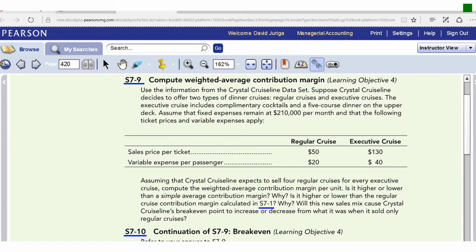Okay, so 7-9 is going to be a product mix problem where you have multiple products. In this case, they've got a regular cruise and executive cruise. You're going to have two different contribution margin per units, and the mix is going to be right down here. They tell you that they sell four regular cruises for every executive. So it's basically a 4-to-1 ratio. So in this problem, we're going to do some weighted average calculations. We're going to calculate the break-even point using that weighted average contribution margin per unit.